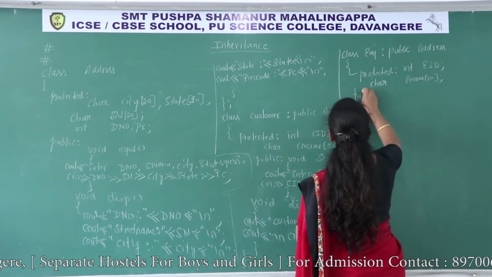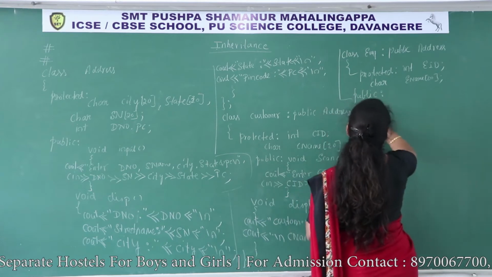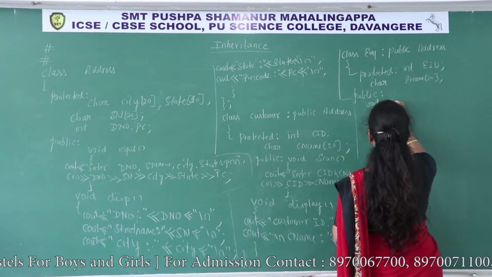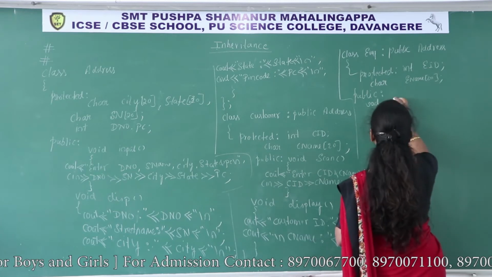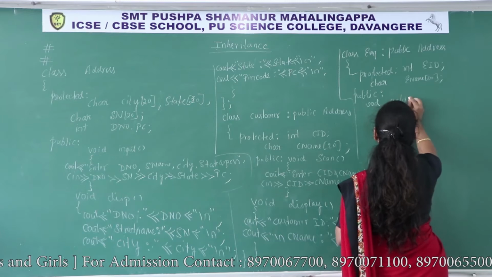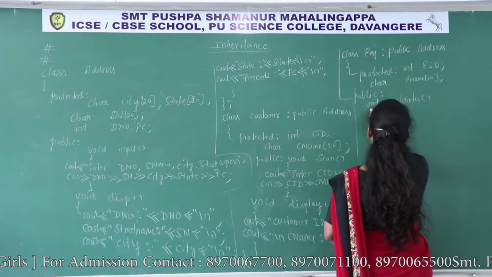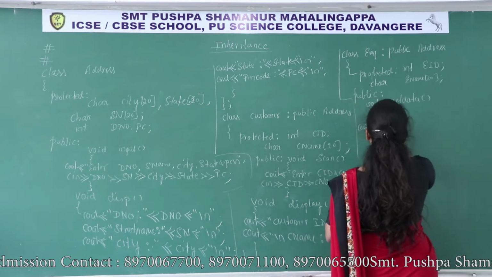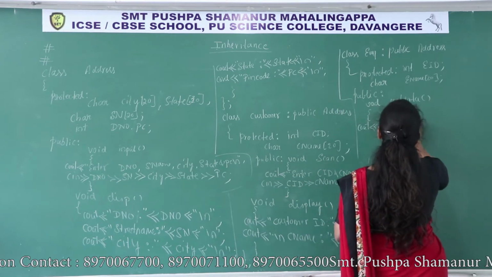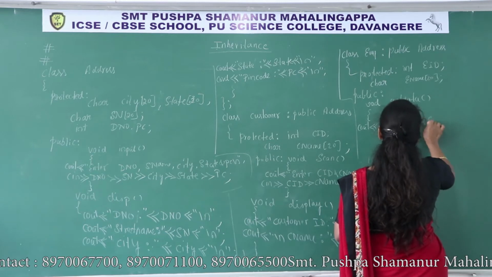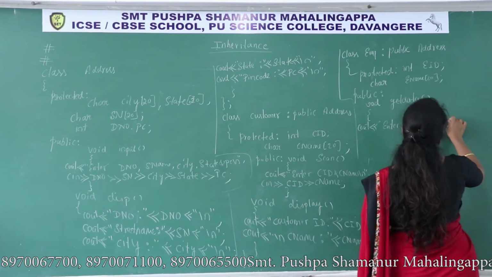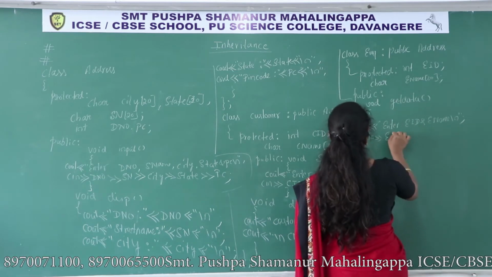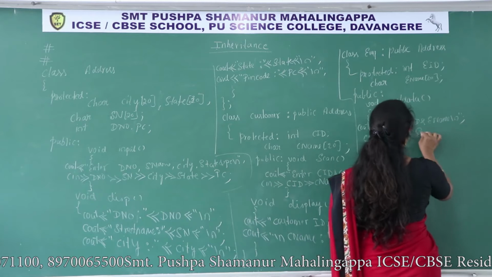In the public section, void, I'll take getData, the name of the function is getData. cout insertion, enter employee ID and employee name. cin extraction EID extraction ename.